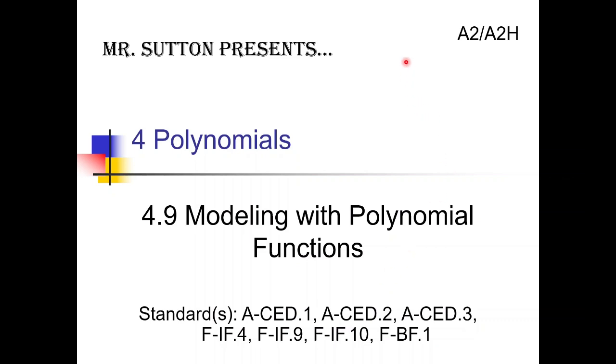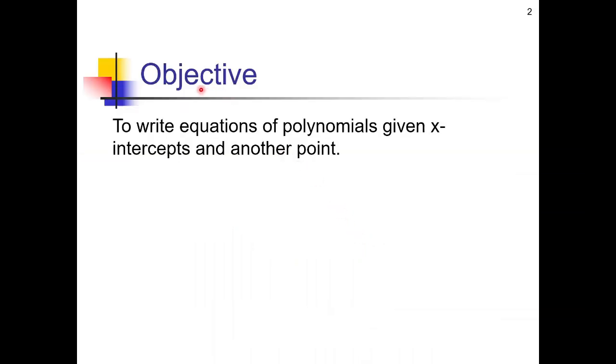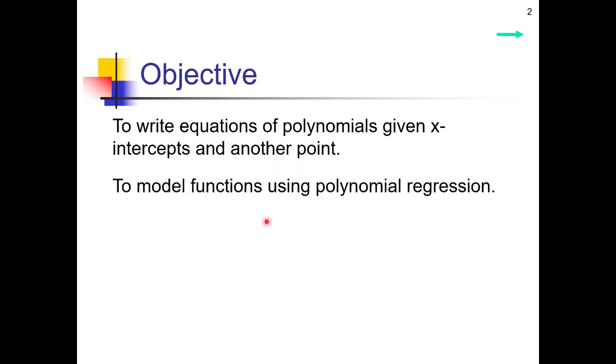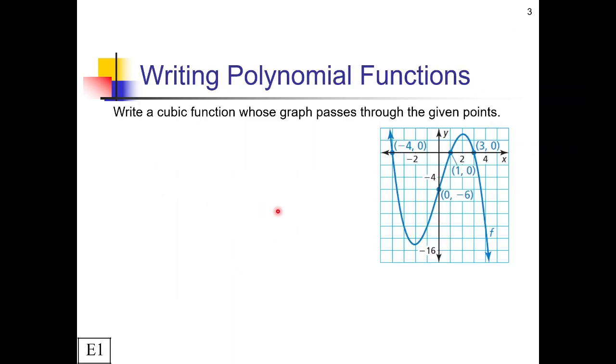Hi there, Mr. Sutton here, bringing you the Algebra 2 4-9 lesson on modeling with polynomial functions. In this one, we will be writing equations of polynomials given some x-intercepts and another point, and we'll also be doing some polynomial regression. For our first example, we're going to go through how to write a polynomial function, a cubic function specifically, that goes through certain points.